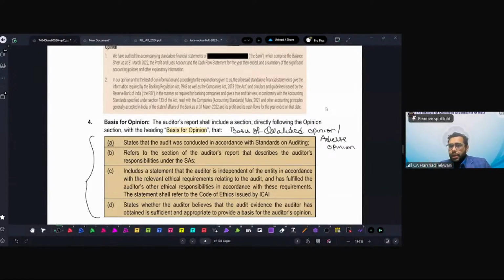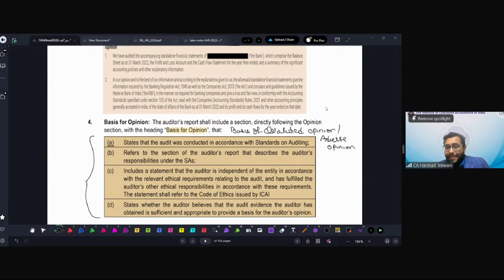We will see further in SA 705 that when we issue a qualified opinion or adverse opinion, whether we are required to present the basis of opinion in a similar way or in a different way, or how we are required to issue the basis of opinion paragraph in case of a disclaimer of opinion and adverse opinion. But as of now, understand that the heading of the basis of opinion will change based on the type of opinion.